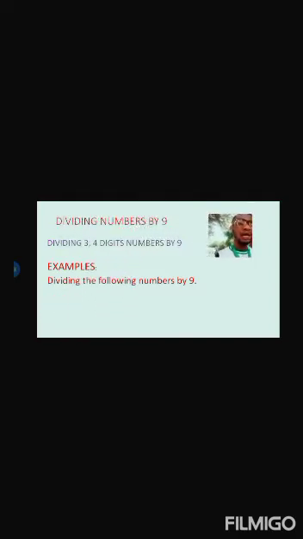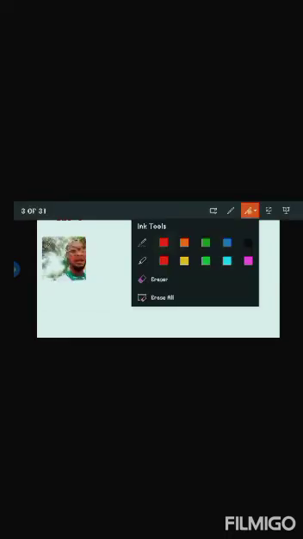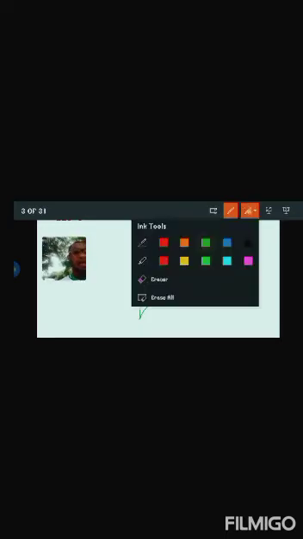So we are going to be looking at dividing 3 to 4 digit numbers by 9, and I want us to take a look at the following examples. So let's look at this example: 123 divided by 9. Let's take a look at it very well.